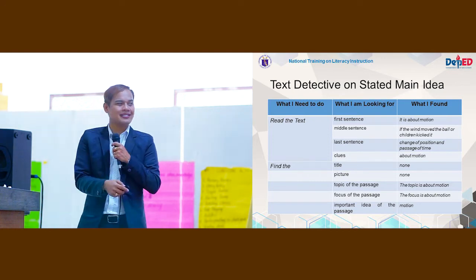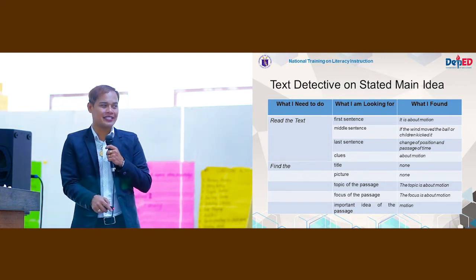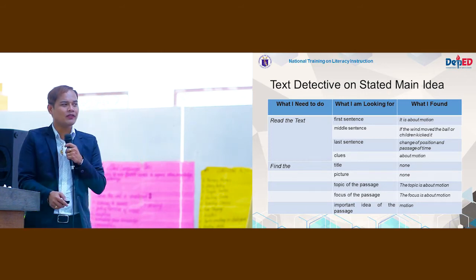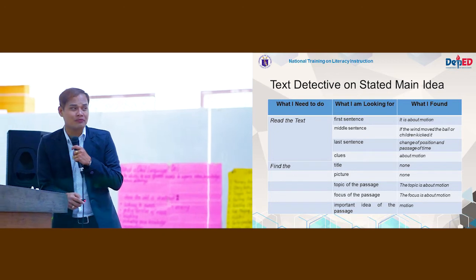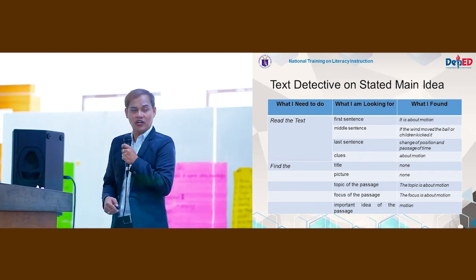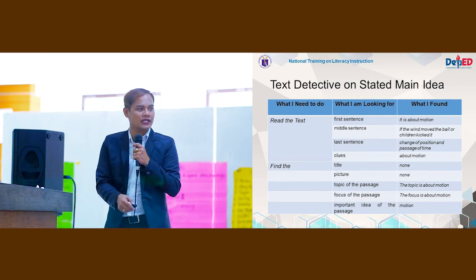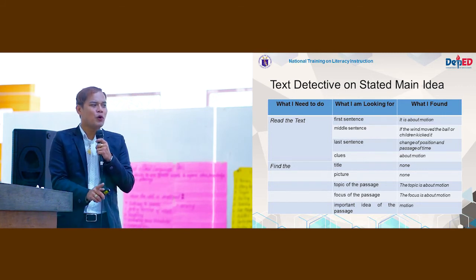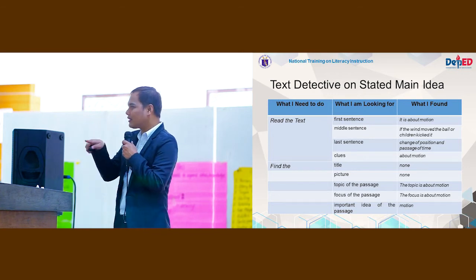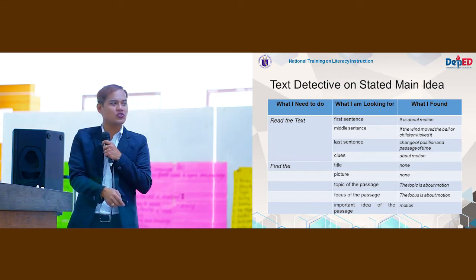Next to that, I will show to students what is the topic of the passage, like writing what I have found. So what the topic is all about? The topic is about motion. What is the focus of the passage? I will write also, the focus of the passage is about motion. Then, important idea of the passage, still about motion. It revolves on that particular topic, motion.